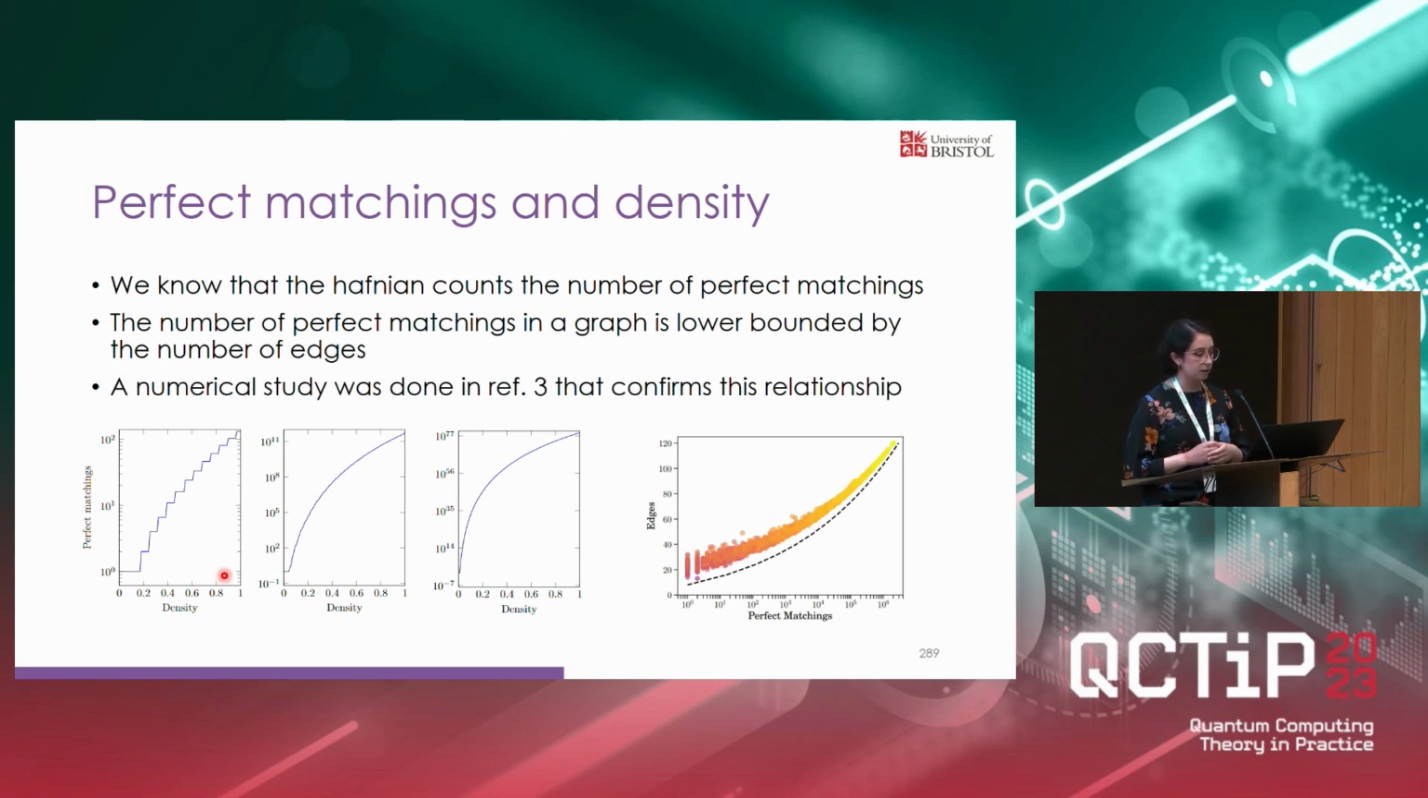This reference that I mentioned before confirms that there's a correlation between density and the size of the hafnian, the number of perfect matchings. Basically, what this tells us is that if we are given subgraphs of higher hafnians, then they're likely to be the ones that are most dense. So they're going to be useful outputs for us.